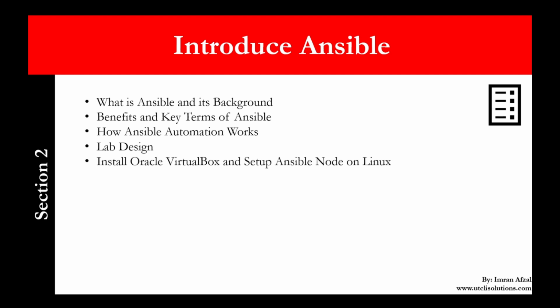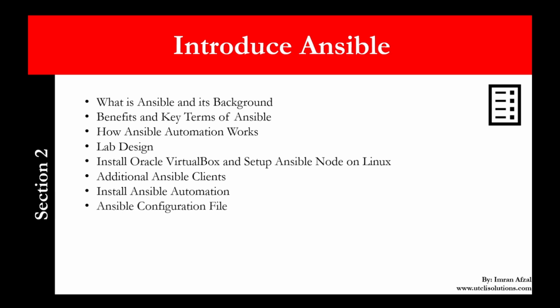The lab design will install Oracle VirtualBox and set up our Ansible node on Linux. Then we will create additional Ansible clients. Then at that time, we'll install Ansible software. Ansible configuration will be done. And then we'll go over the YAML file, syntax, and example. Now, every section will have handouts for you to read and quiz for you to test your knowledge of what you have done or what you have learned in each section.